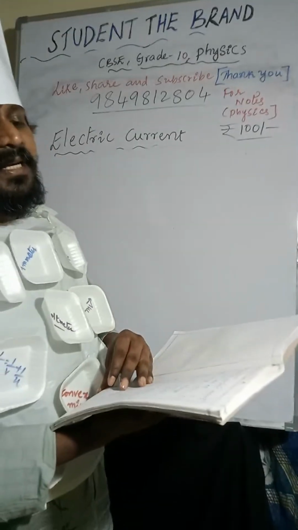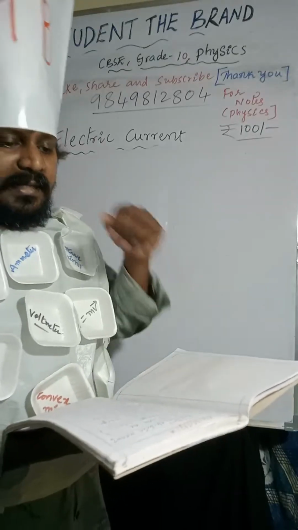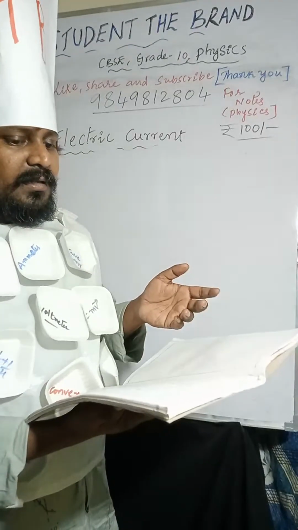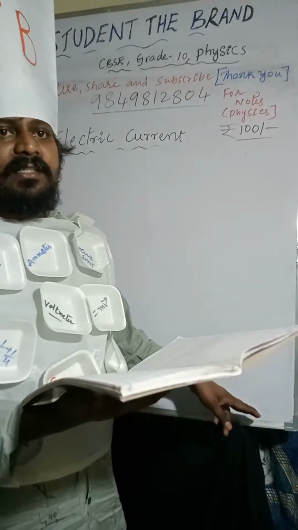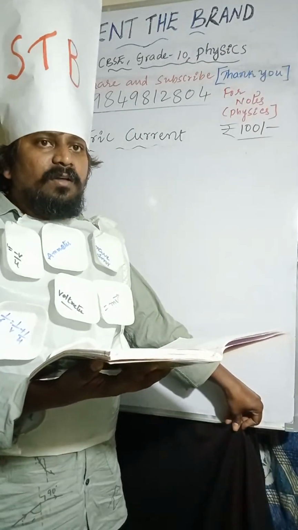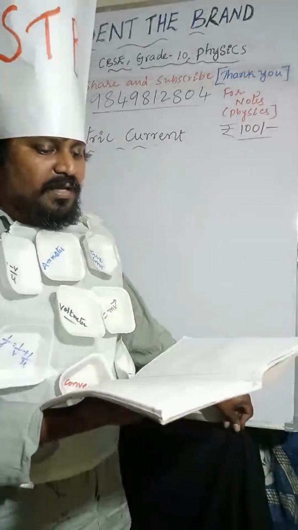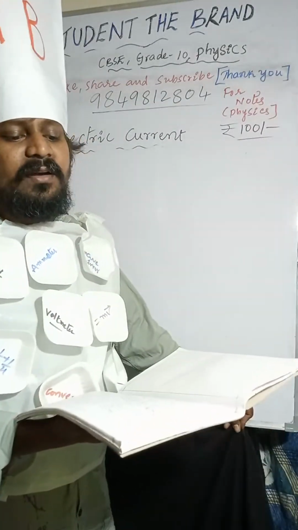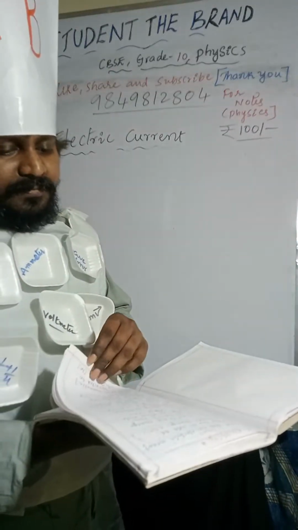Okay, so what does an electric circuit mean? What is an electric circuit? A closed and continuous path of an electric current is known as an electric circuit. So name the SI unit of electric charge. The SI unit of electric charge is coulomb.